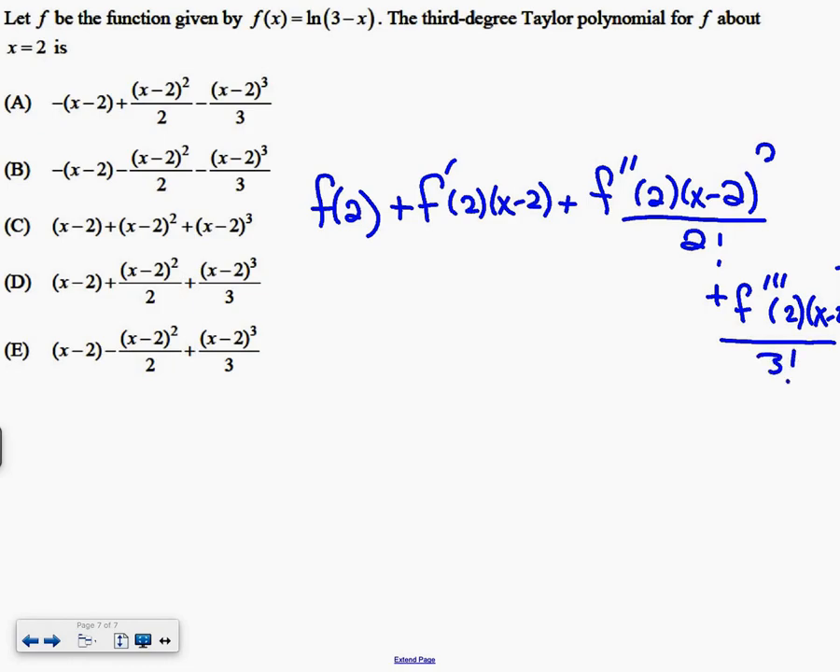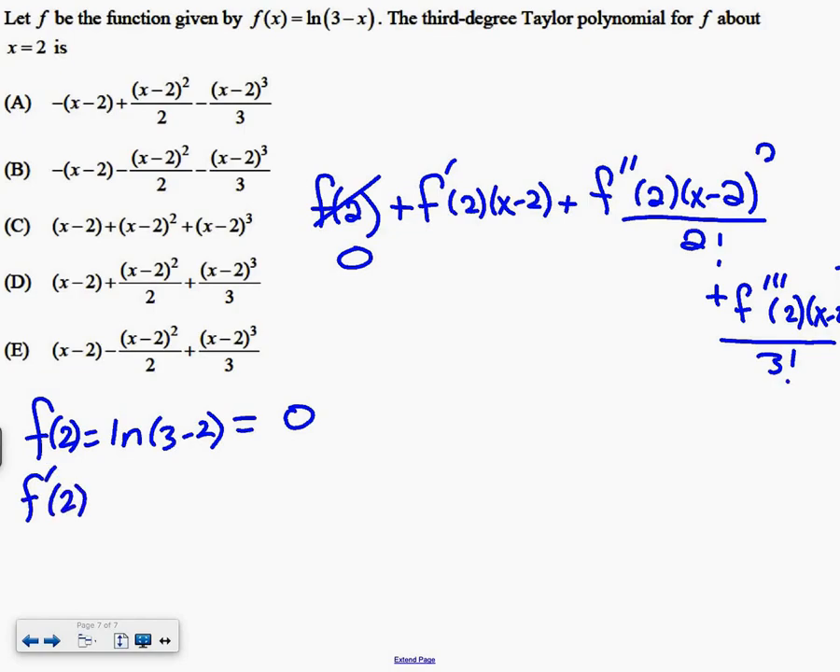Okay. So f of 2, if I plug in 2, what do you get? It's 0, because you have the ln of 3 minus 2, which is the ln of 1, which is 0. Alright, so that's 0. Now I'm going to take f prime of 2. What's the derivative of the ln of 3 minus x?